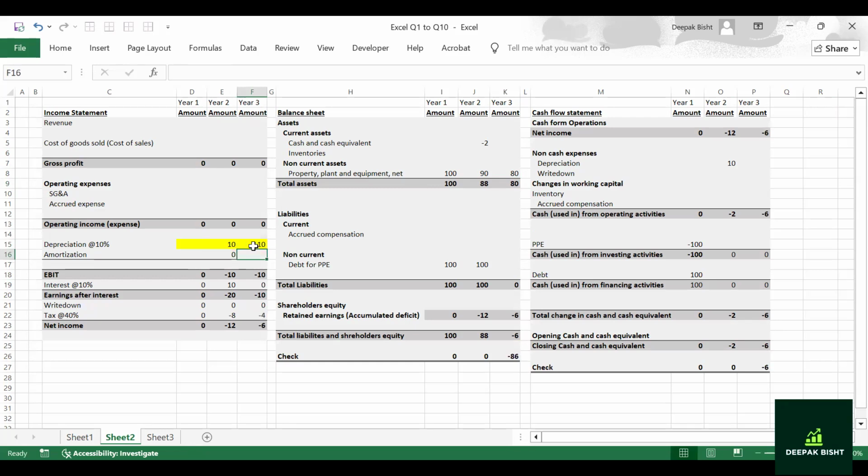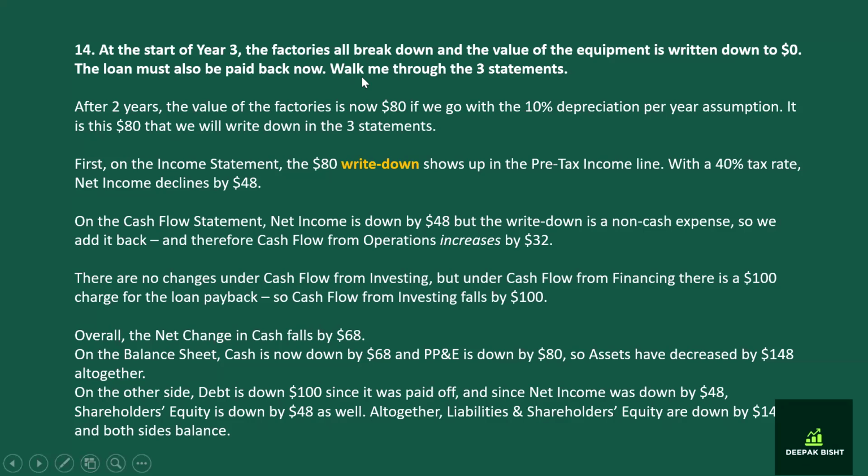All right. Second, written down to zero, the loan must be paid back. Walk me through the three statements. Now, because the factories are at the year end, they were $80, with $10 depreciation we are assuming. First, on the income statement, we will write down $80 on the income statement.